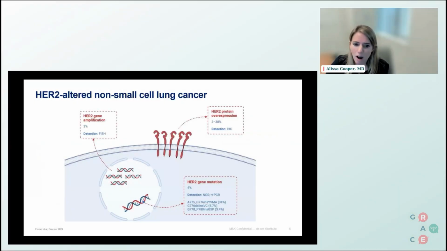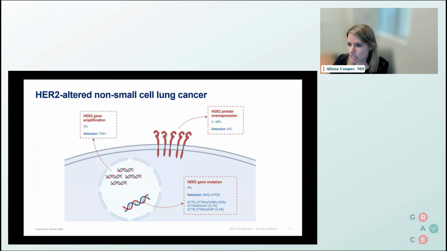So to start here, we'll take HER2 altered non-small cell lung cancer as the quintessential case of what we've hoped for these drugs. And this is just to set the stage before we look at the data for the drug that's used in this kind of cancer.